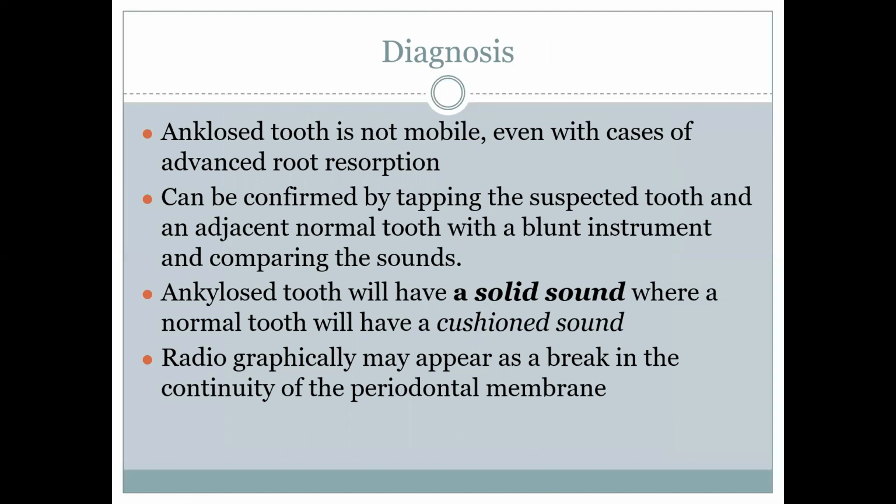An ankylosed tooth is not mobile, even if you see advanced root resorption. It can be confirmed by tapping the suspected tooth and an adjacent normal tooth with a blunt instrument and comparing the sounds. Ankylosed teeth will have a solid sound, whereas a normal tooth will have a cushioned sound. Radiographically, the tooth may appear as a break in the continuity of the periodontal membrane.